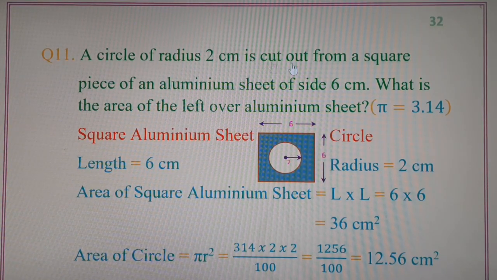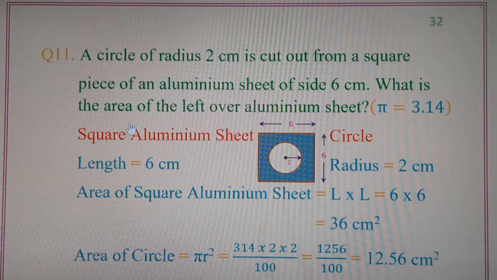A circle of radius 2 cm is cut out from a square piece of aluminum sheet which is having length or side of 6 cm. What is the area left over in the aluminum sheet? So we have to find out the leftover area of the aluminum sheet. And here we have to use the value of pi as 3.14.